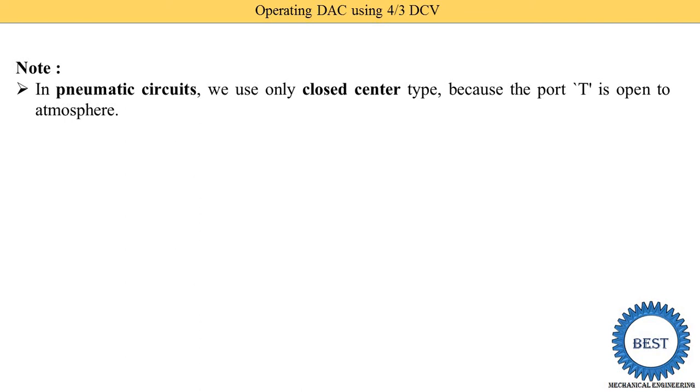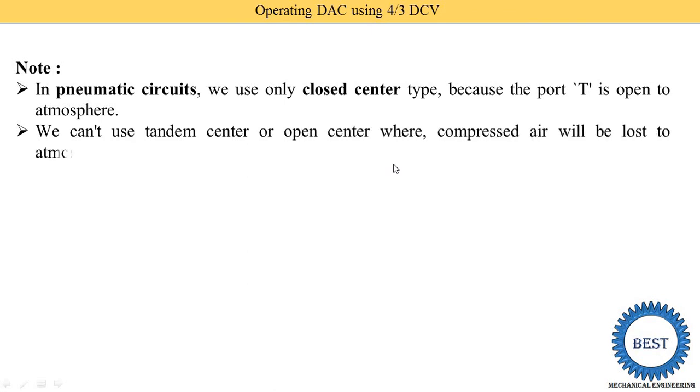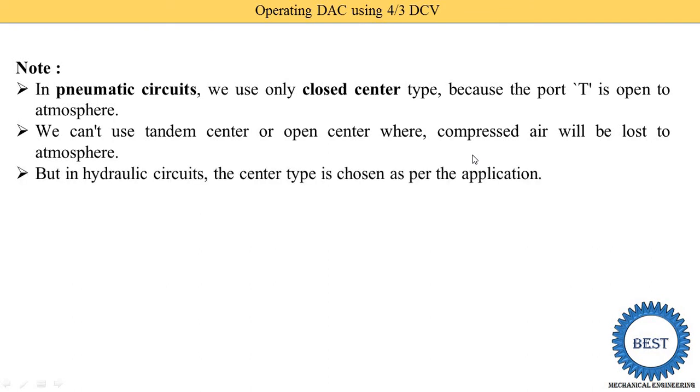Generally in pneumatic systems we use only the closed center type, meaning all the ports are closed: P port is closed, A port is closed, B is closed, and T is closed. This type of position is used in the pneumatic circuit. We cannot use tandem center or open center, where the compressed air would be lost to the atmosphere. But in a hydraulic circuit, the center type is chosen as per the application.